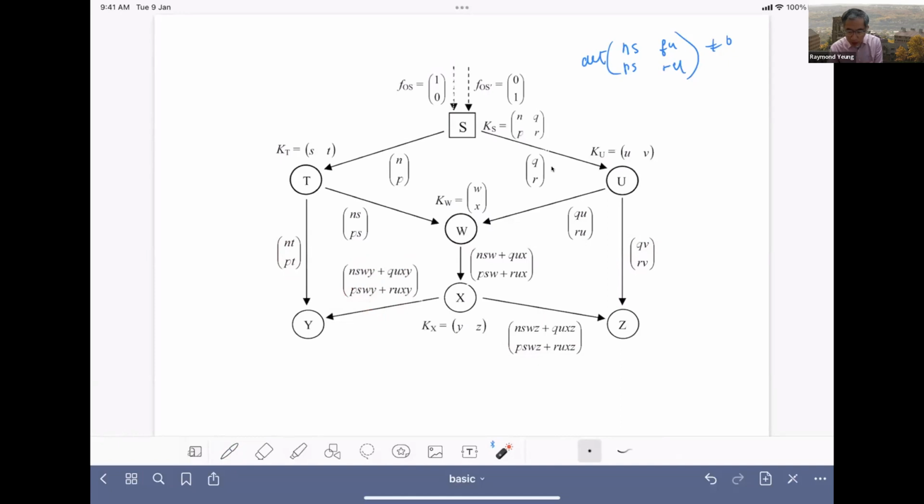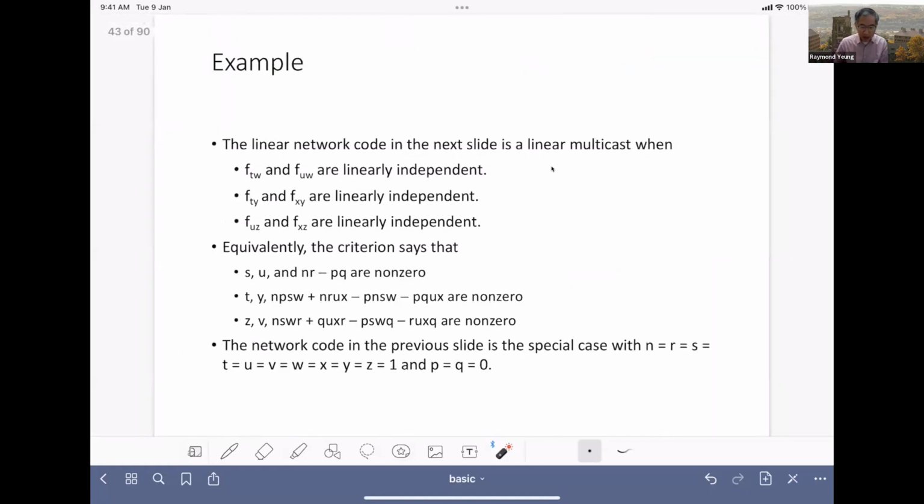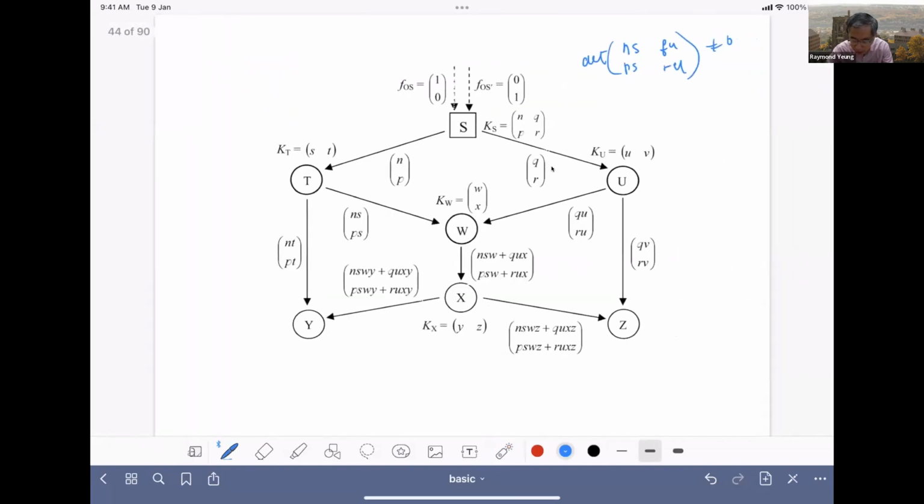Now, the problem that we are trying to solve is to assign the local encoding coefficients to either 0 or 1, such that all these three determinants are non-zero. So that's the problem that we are trying to work out. Okay, let me show you the diagram and the picture again. So we are focusing on this. This is W, and this is Y and Z.